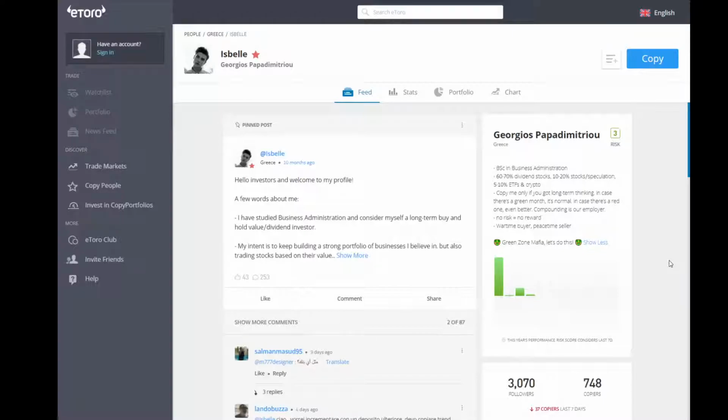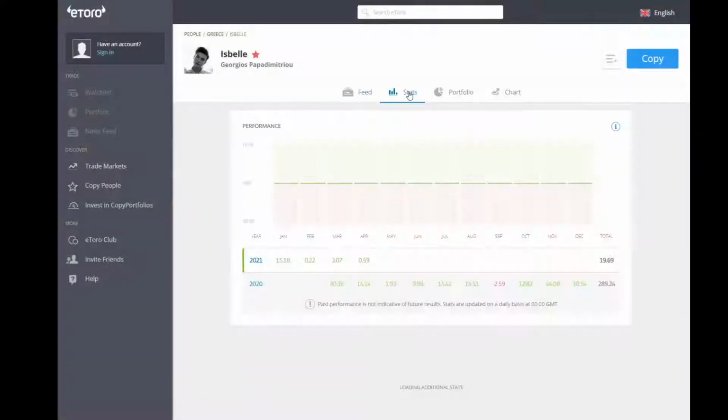Okay, I would say green months are good. Red months, we don't like them so much. Compounding is our employer, which is good. No risk, no reward. Wartime buyer, peacetime seller. Okay, this looks good. Let's see.